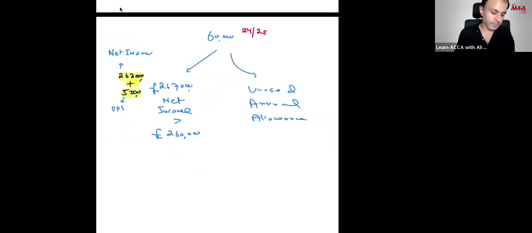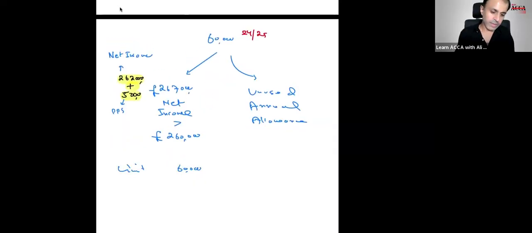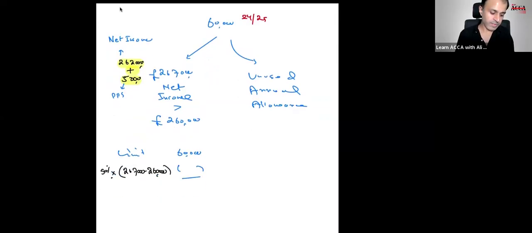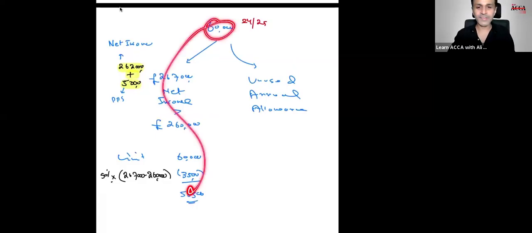So the limit is 60,000. And we will have to make use of this formula that takes the adjusted net income minus 260,000. And then we go and take 50% of it. So 7,000, the half of that is 3,500. This takes the limit down to 56500. So the limit has been stripped down to 56500.